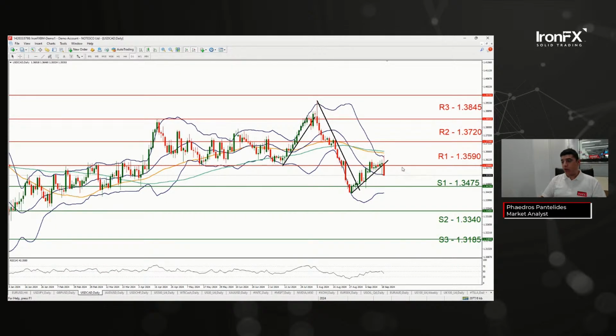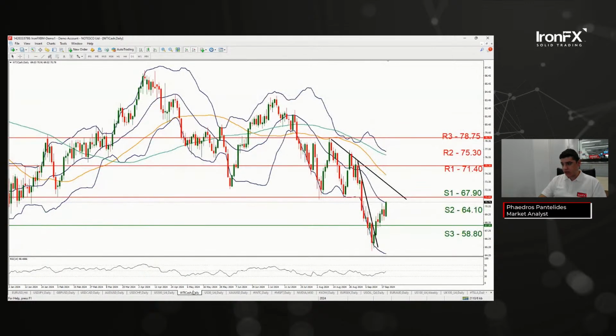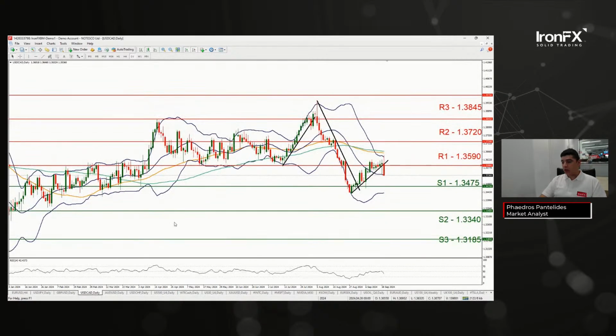So two factors. One is the Fed. So as usual, and as I'm going to be saying throughout all these pairs, 50 basis point cut, weighing on the greenback, allowing other pairs to capitalize on that dollar weakness. Moreover, tensions in the Middle East, increasing oil prices. Look at the crude oil chart, upwards. It's nice as well. So Canada is an oil exporting nation, thus further supporting the loonie. So two factors supporting the Canadian dollar. One is geopolitical tensions. The second is the weakening of the US dollar.